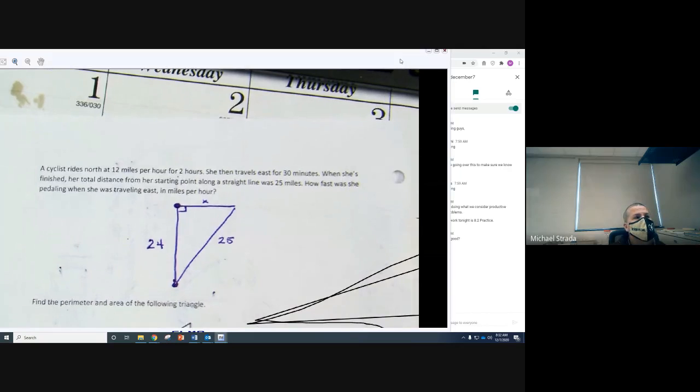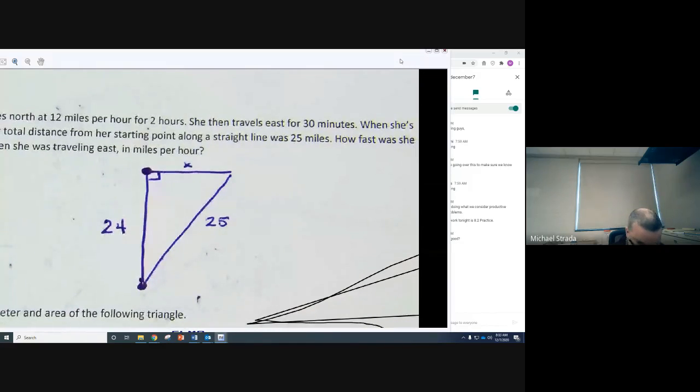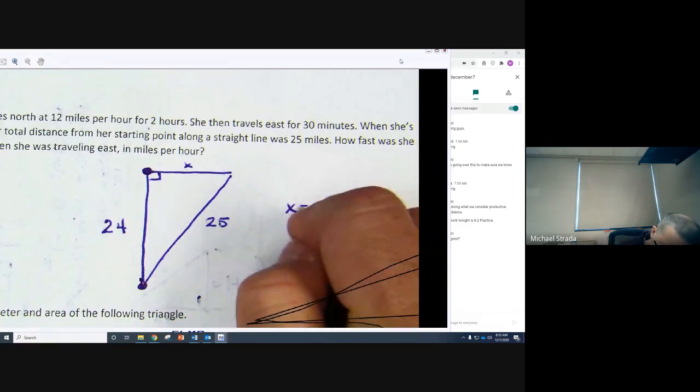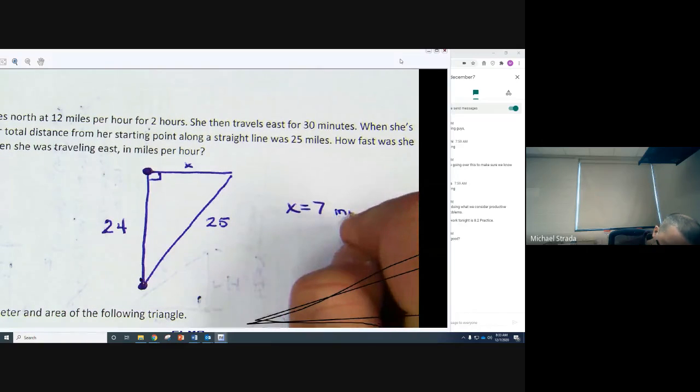All right? Because she traveled north and then east, does everybody get that? It's a right triangle. Okay. Even if you drew it in the wrong direction, it'd still be okay. You just have to have the right numbers and the right quantities. All right, so what am I going to use? Pythagorean theorem or triples, and x equals 7, which represents miles.